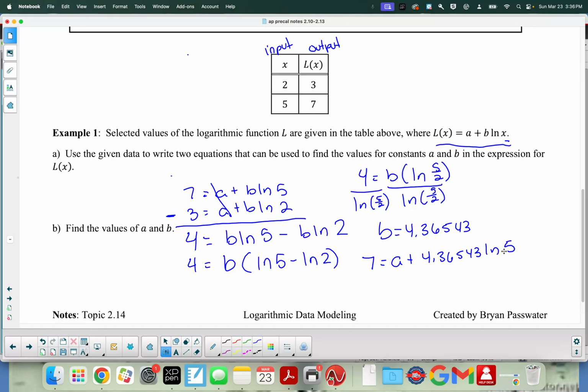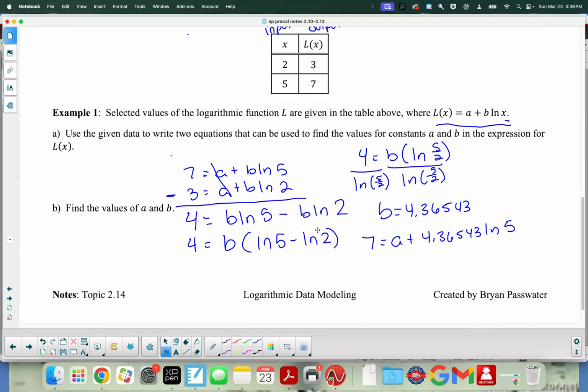Now, if you remember correctly, anything you put in front of a log is technically an exponent. And I also need to get A by itself, so I need to subtract this whole thing. So this is going to be 7 minus 4.36543 natural log of 5. Now, I could type that in as is. I don't think that's going to be an issue.